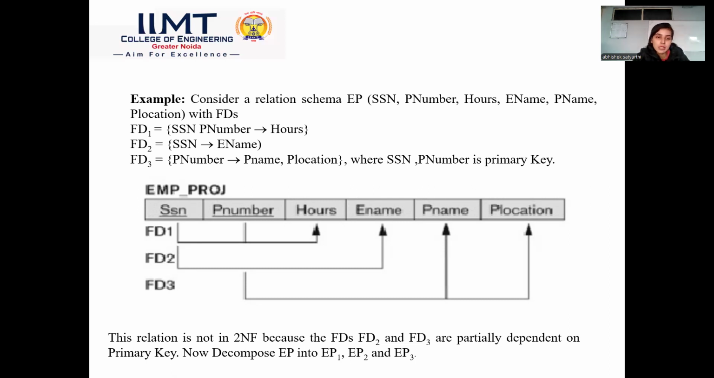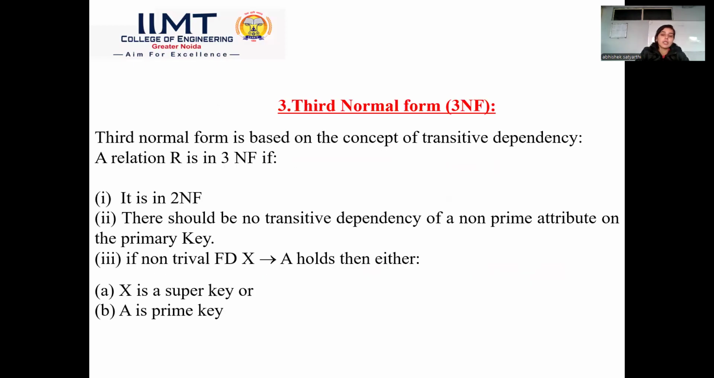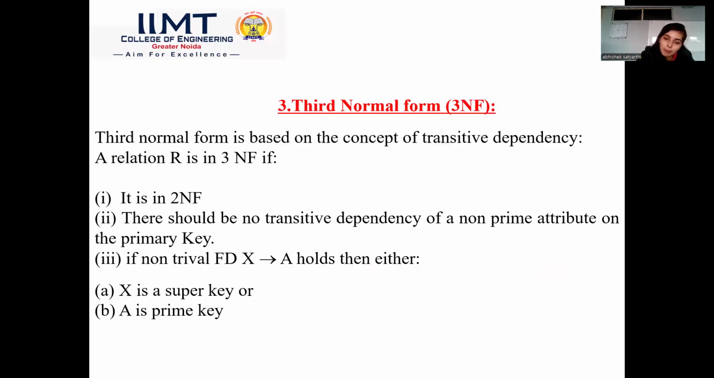So we have to convert this into second normal form. How can we do it? We just break this into three different tables. The first table is SSN, P number, Hrs, in which SSN, P number derives Hrs. The second one is SSN derives E name, and the third one is P number derives P name and P location. Now we can say that the given relation is in second normal form, since every non-prime attribute is fully functionally dependent on the primary key.